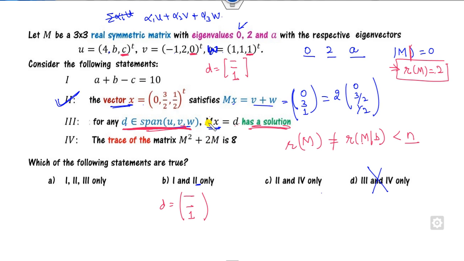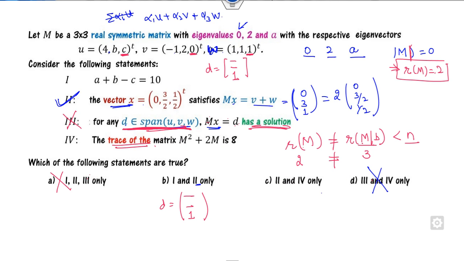So what is the meaning of that? Rank of M is 2, rank of M by condition will be 3, which is not equal to 0, so it has no solution. So the third option is cancelled out. This option is cancelled out. This option only 2, so this option is cancelled out. Now there are only 2 correct options.